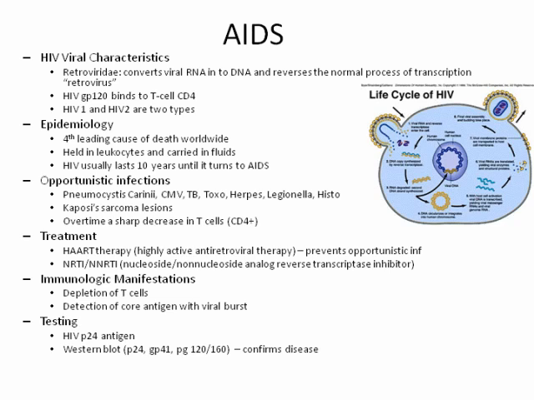There's a viral burst. It releases HIV to go and infect more T cells. It's the fourth leading cause of death worldwide. It's usually held in the leukocytes and carried in fluids, body fluids. And in most cases, HIV lasts 10 years until it turns to AIDS.